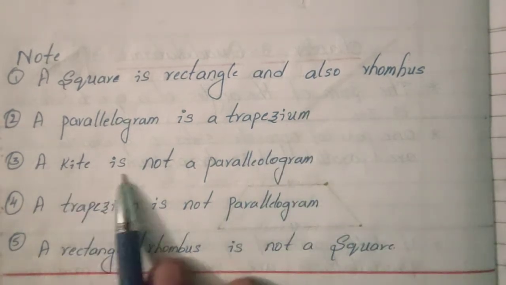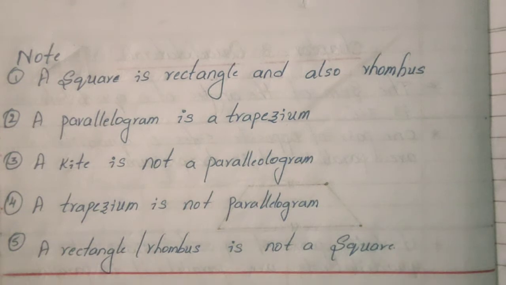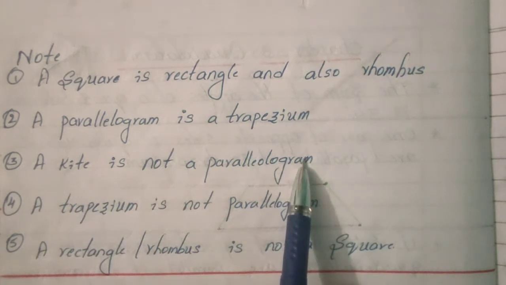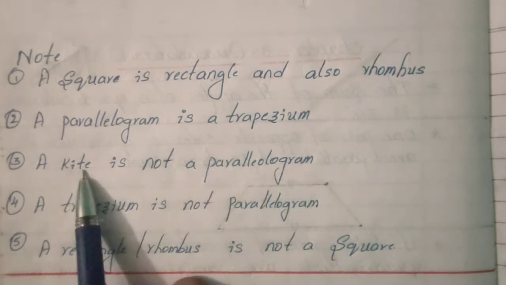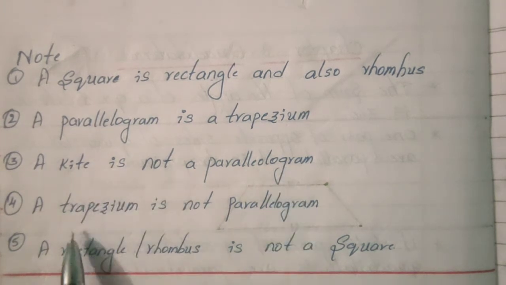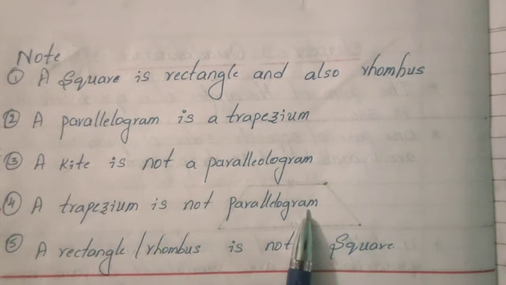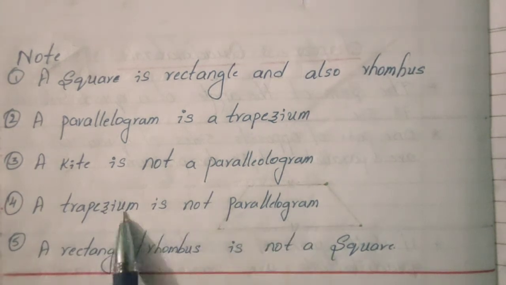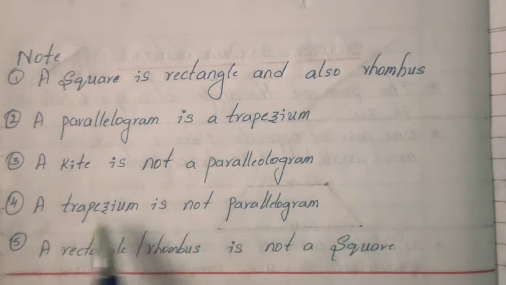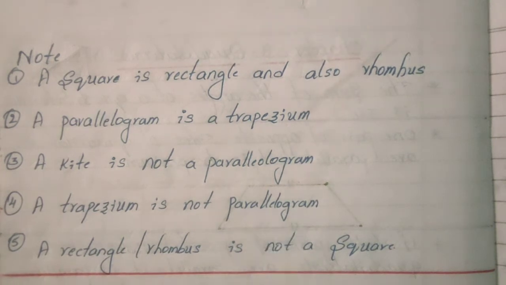A kite is not a parallelogram. Why is a kite not a parallelogram? Opposite sides of a kite are not equal. That's why it is not a parallelogram. A trapezium is not a parallelogram. Why? Only one pair of opposite sides are parallel, the other opposite sides are non-parallel, so a trapezium is not a parallelogram.